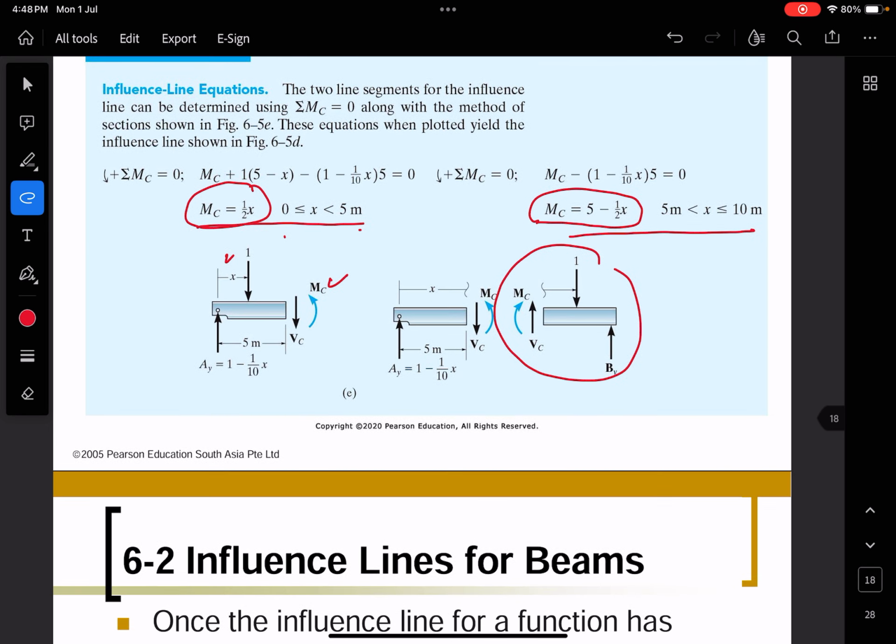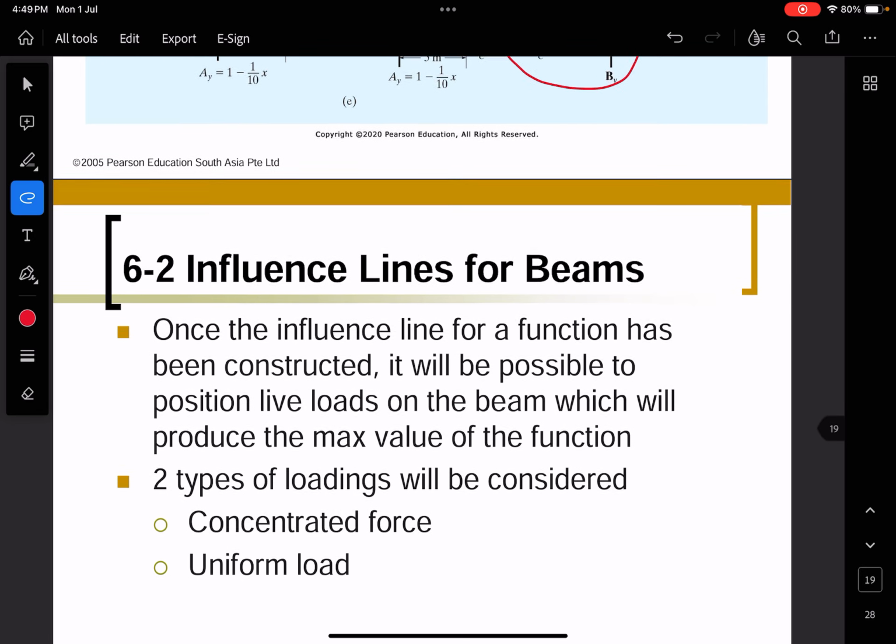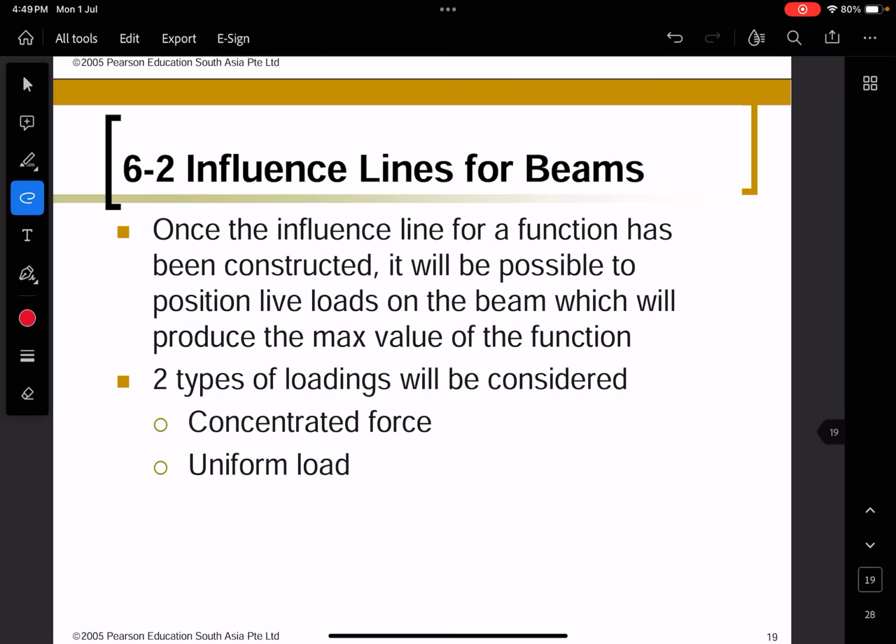So we're done with 6.1. Now we move to 6.2, influence lines for beams. Once the influence line for a function has been constructed, it will be possible to position live loads on the beam, which will produce the maximum value of the function.